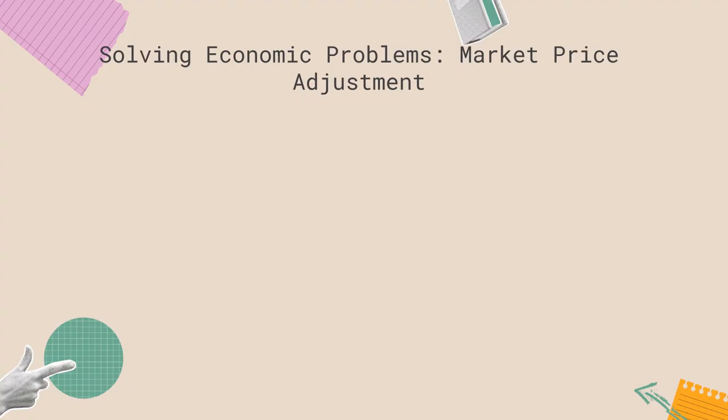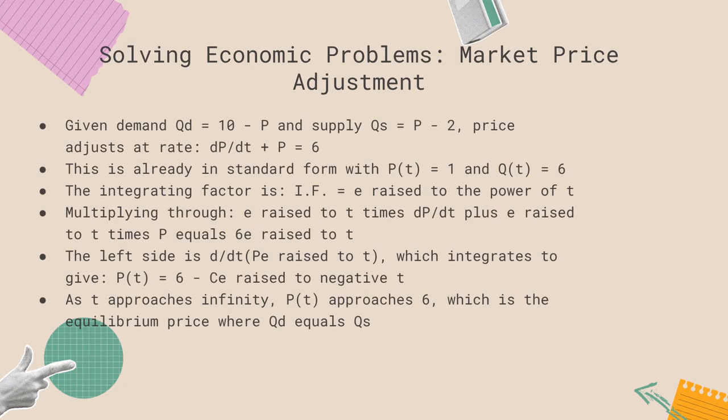Let's solve a market price adjustment problem. The equation dp/dt plus p equals 6 is already in standard form. The integrating factor is e raised to the power of t. Integrating both sides yields p of t equals 6 plus c multiplied by e raised to the power of negative t. As time approaches infinity, the price approaches 6, the equilibrium price.